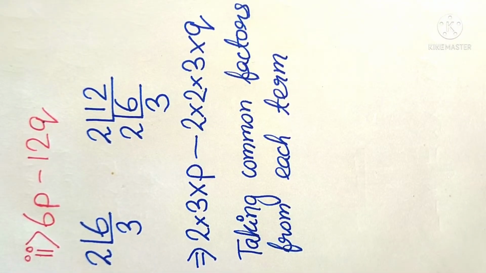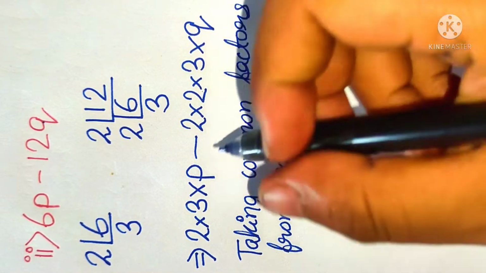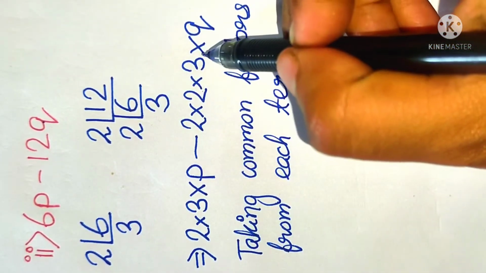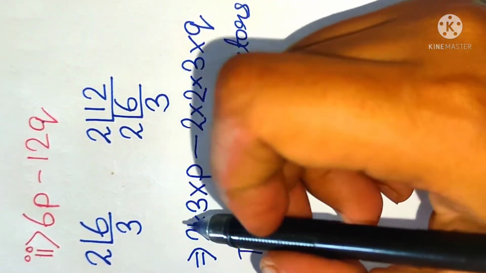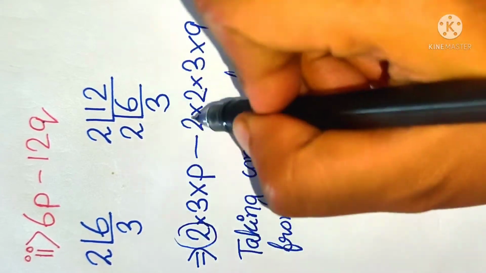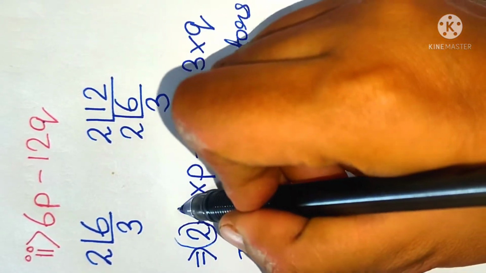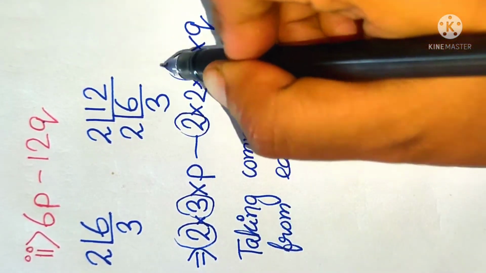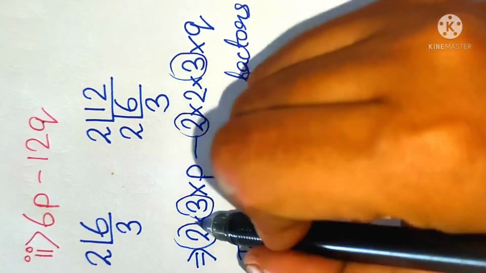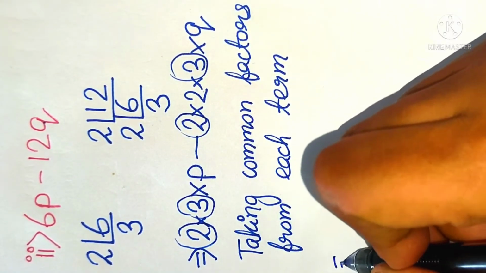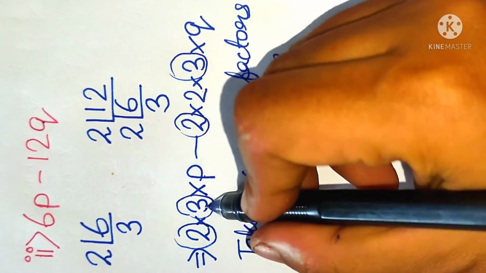Now taking common factors from each term. So here and here, what all things are common? Here you can see 2 is there, here also 2 is there. Here we have 3, here also 3. Here we have p, we don't have p here. So 2 and 3 are the common factors. So 2 into 3 is 6.